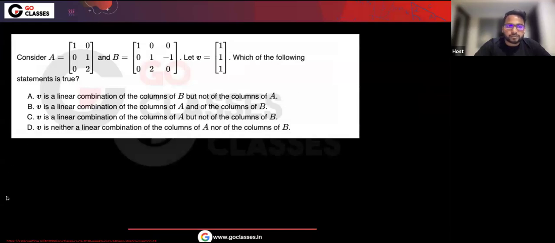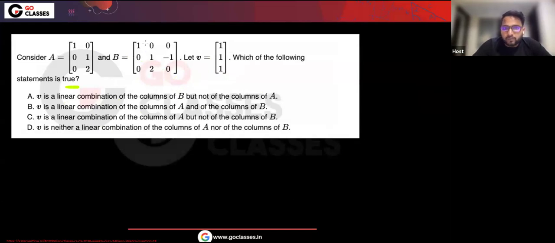So this is the next question. What this question is saying: consider A and B, and there is a vector V. Which of the following is true? They are asking about the true option. So one matrix A is given, another matrix B is given, and then there is a vector V. So they are saying that V is a linear combination of columns of B, but not of the columns of A. Okay. So they are asking whether this particular vector is a linear combination of columns of A or columns of B.